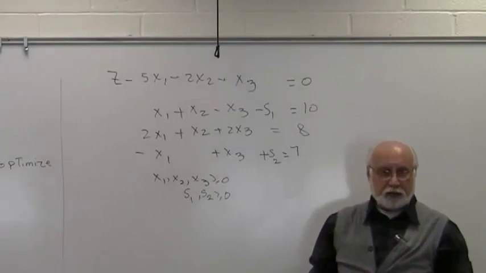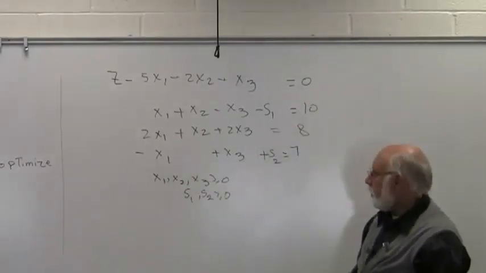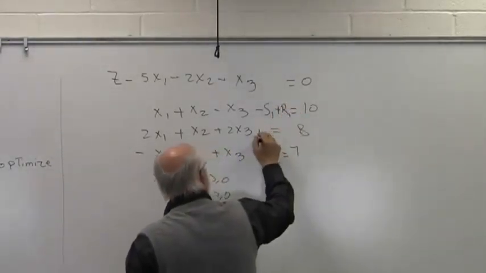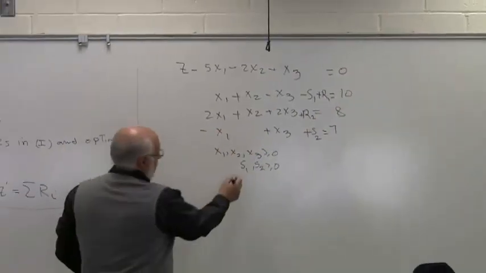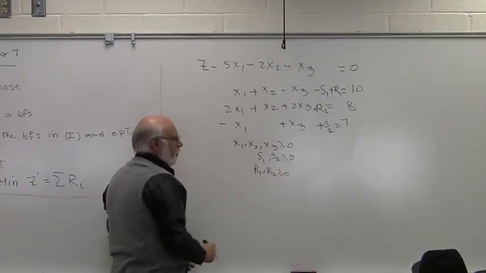Then I will add artificial variables. I'm dealing now with here. I would add an R1 here, an R2 here, and nothing in here. I will add R1, R2 greater than or equal to 0.